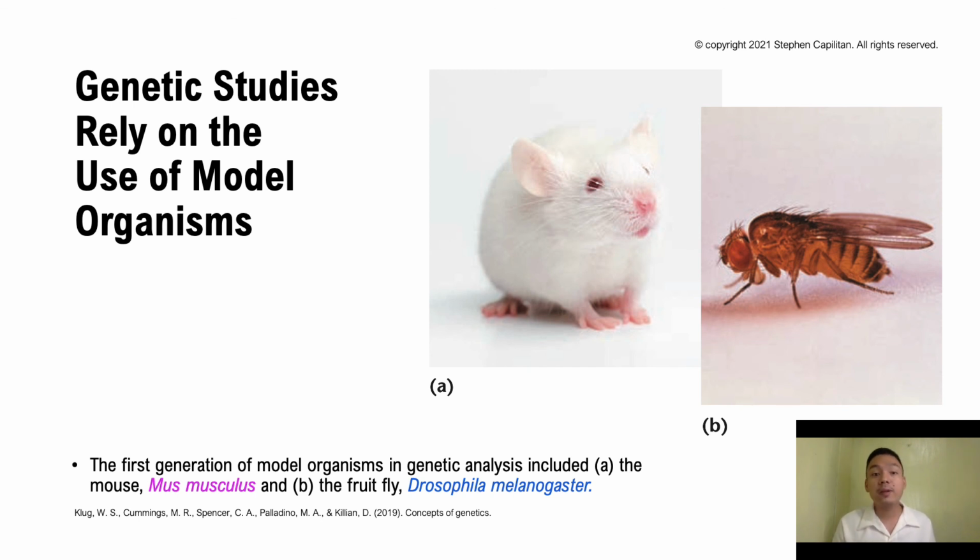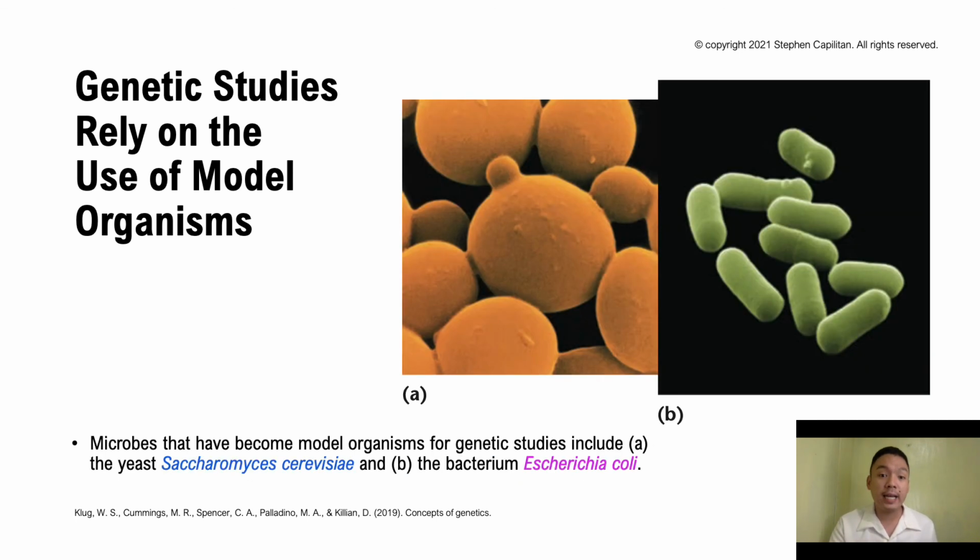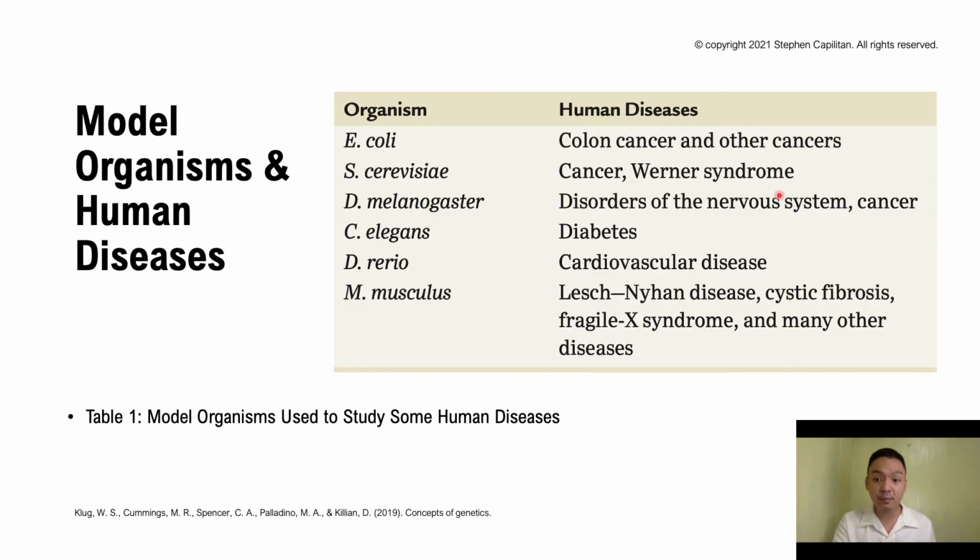Genetic studies also rely on the use of model organisms. The first generation of model organisms in genetic analysis included letter A, Mus musculus, the mouse, and letter B, the fruit fly. Others, microbes, have also been used as model organisms, such as baker's yeast, Saccharomyces cerevisiae, and the bacterium Escherichia coli.